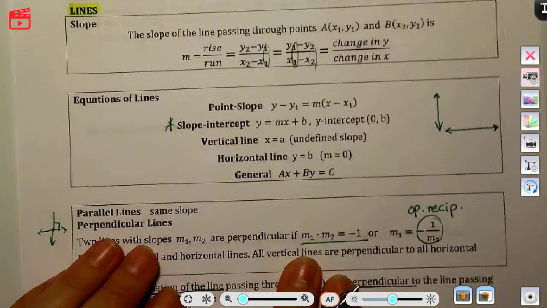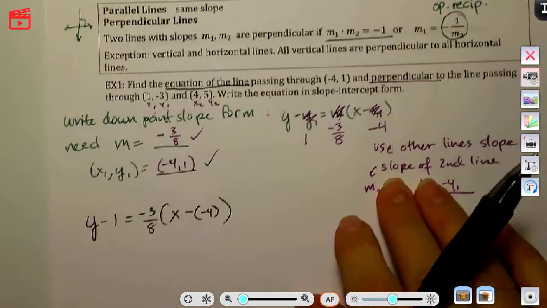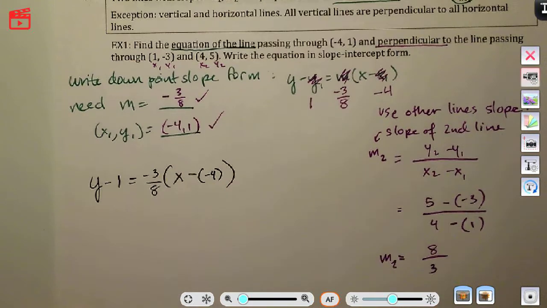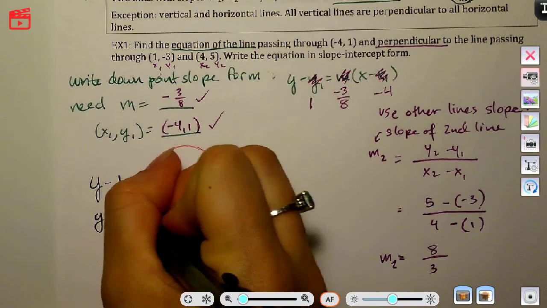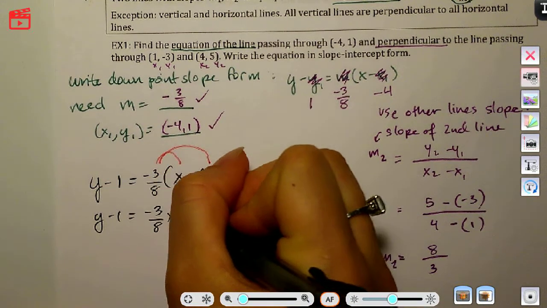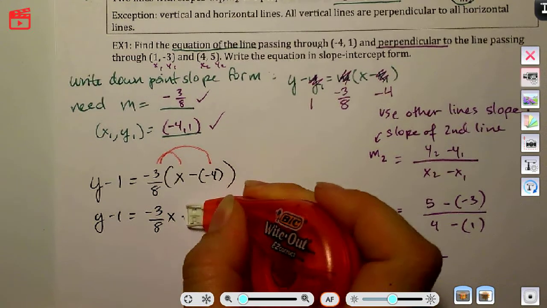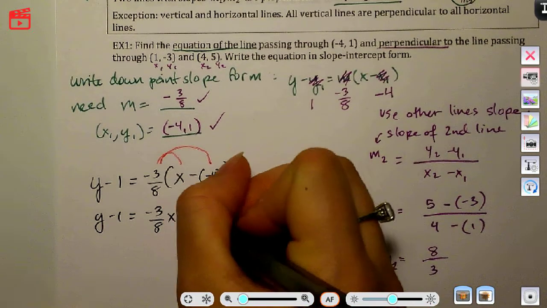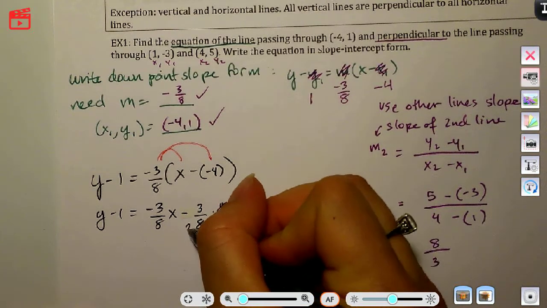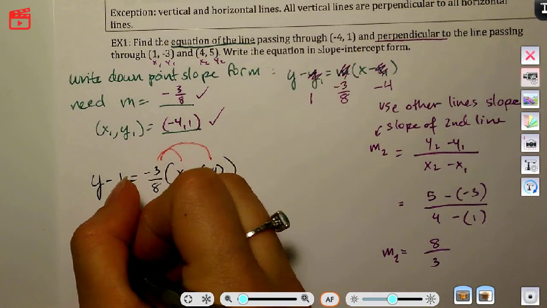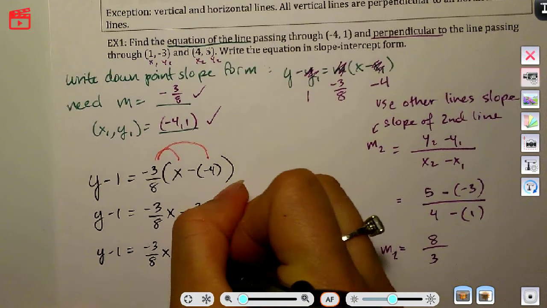In that form is this one right here, where you solve for y. Okay, so I need to solve for y. At the moment, I'm not solved for y. So let's go ahead and distribute this out. Oops, that's supposed to be a negative. -3 over 8 times 4 over 1. Okay, let's go ahead and simplify that. It's going to be a 2 and a 4. Then y minus 1 equals -3 over 8x minus, multiplying this out, 3 over 2.